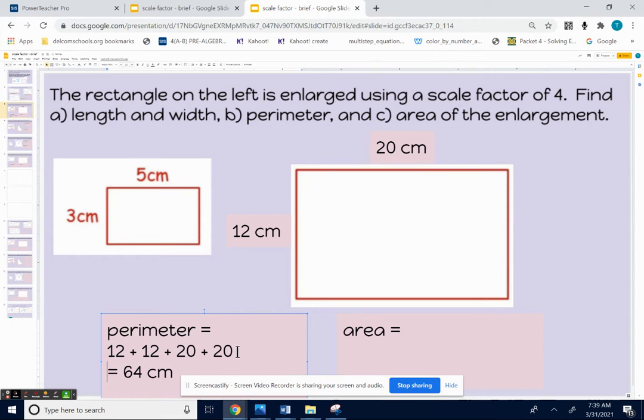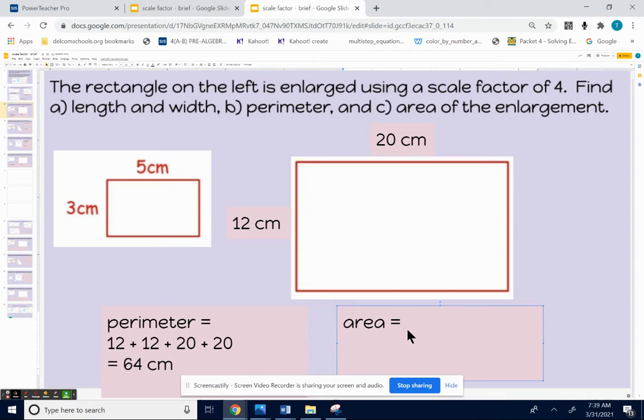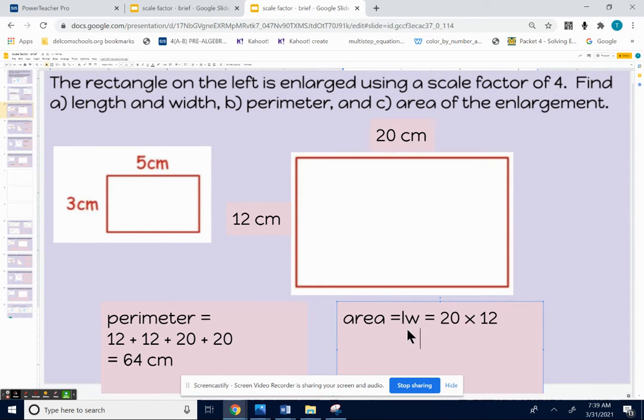Right there. Now the area of a rectangle. For the area of a rectangle, you take length times width. So we need to take 20 times 12 to find the area. And that'd be 240 centimeters squared, square centimeters.